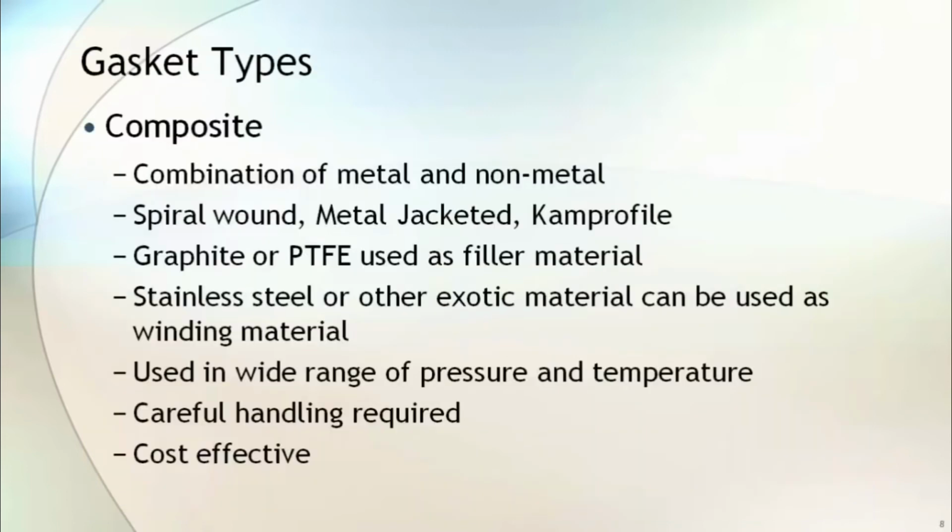Composite gaskets are a combination of metal and non-metal material. Different combinations of material are possible based on the service requirement. Spiral wound, metal jacketed, and cam profile gaskets are well known in the composite gasket category. They can be used in a wide range of pressure and temperature. Composite gaskets are cost effective compared to metal gaskets, but careful handling is required. Spiral wound, metal jacketed, and cam profile gaskets are further discussed in the next few slides.